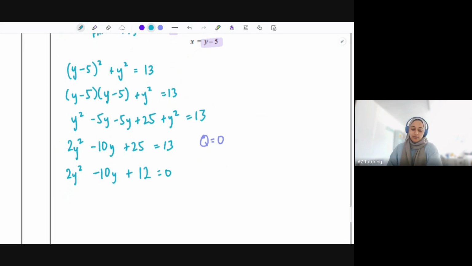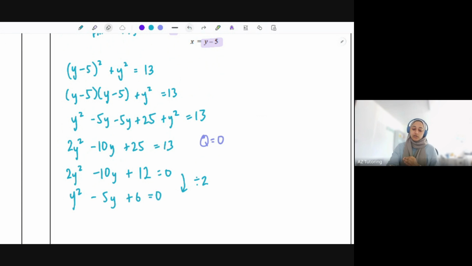So now 2y squared, minus 10 and 12, they're all multiples of 2. So to make this even easier, I can divide the whole equation by 2. So I get y squared minus 5y plus 6 equals 0. Now remember, you can only divide something by 2 and simplify it if it's an equation. So it's equal to something. If you've got an expression, which means something that's not equal to something, you cannot just divide it by 2.